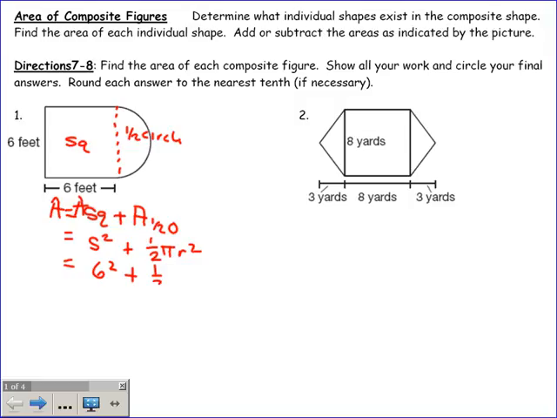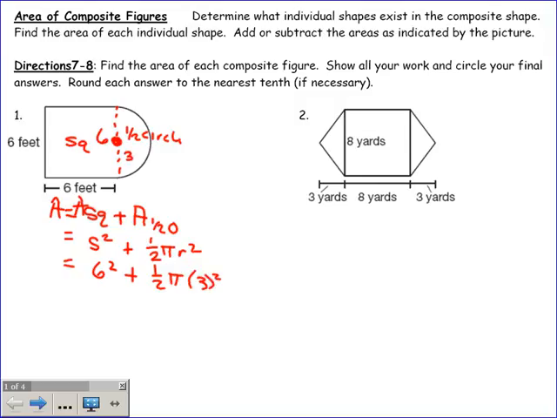Let's see, we would need to figure out the radius over here. So what's the radius of our circle? That might be a little more complicated. The whole thing here is 6. Is that the radius or the diameter? Diameter. So how far is the radius? 3. So that'd be pi times 3 squared.